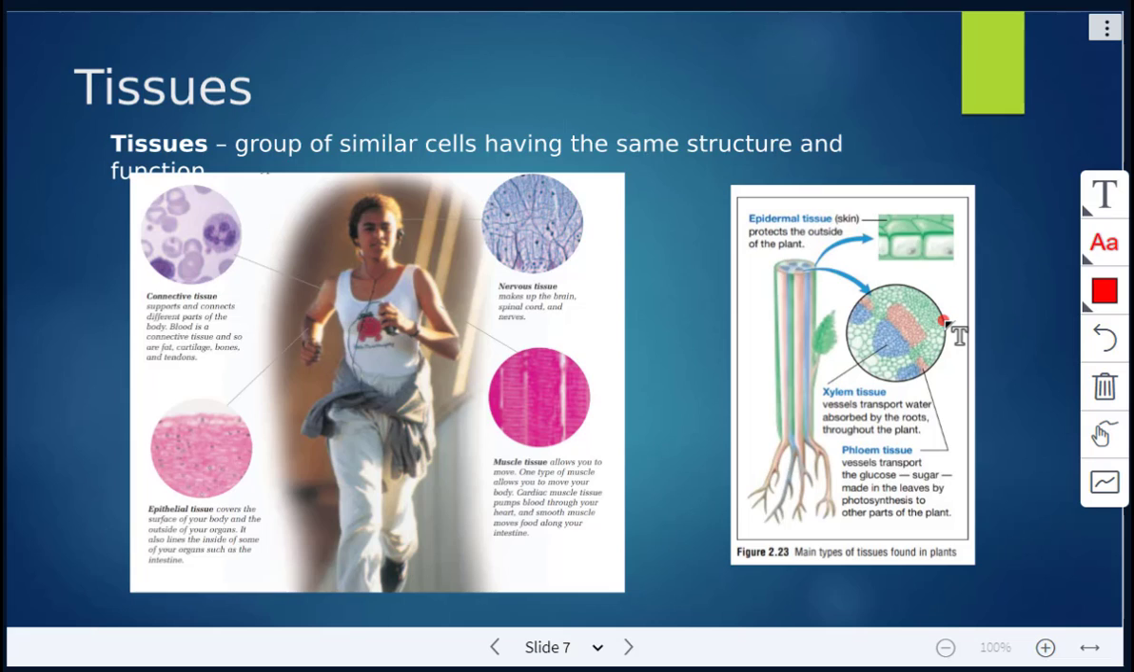Next, we have the xylem tissue. Just like we've discussed before about xylem, these are the vessels that transport water that's absorbed by the roots, and it transports it throughout the plant. And then we have the phloem tissue, which transports the food, which is the sugar. So they transport the glucose, or that sugar that's made in the leaves by photosynthesis, to all the other parts of the plant.